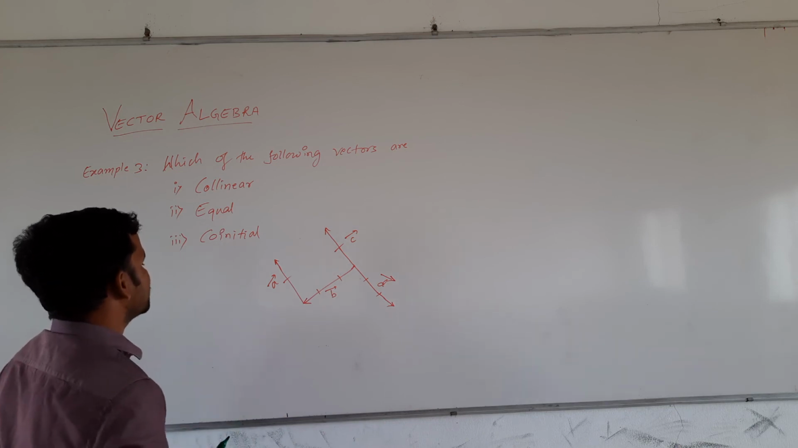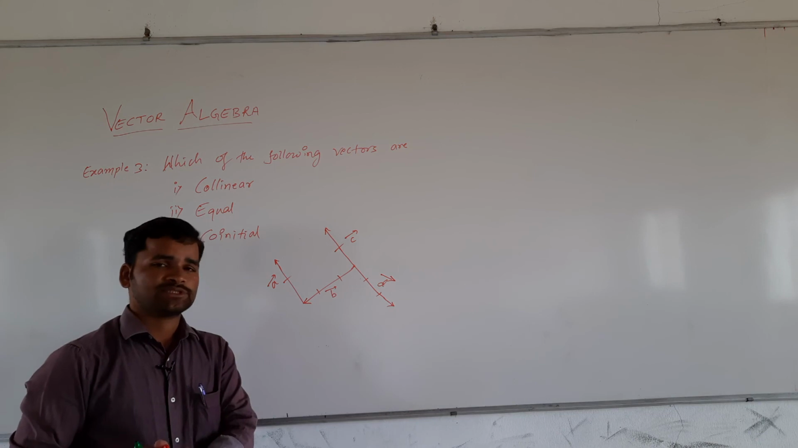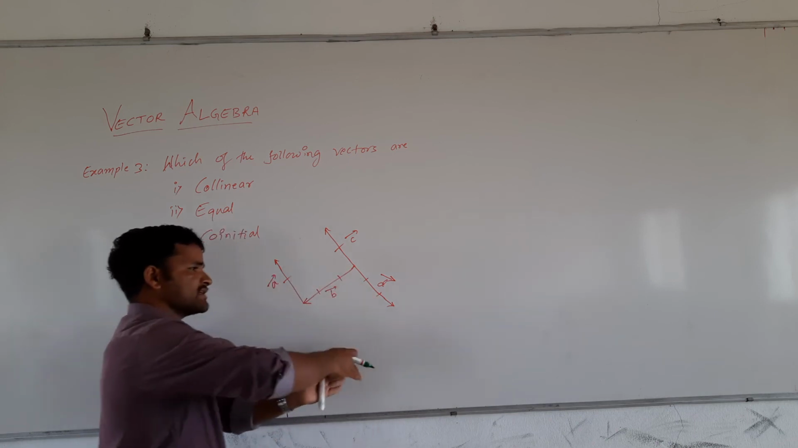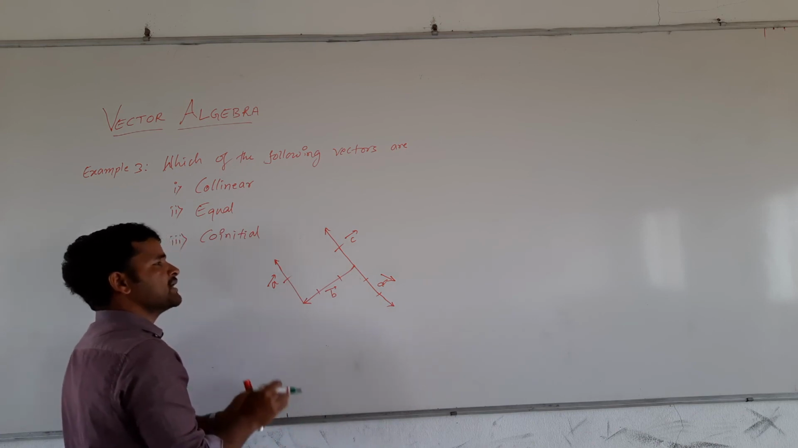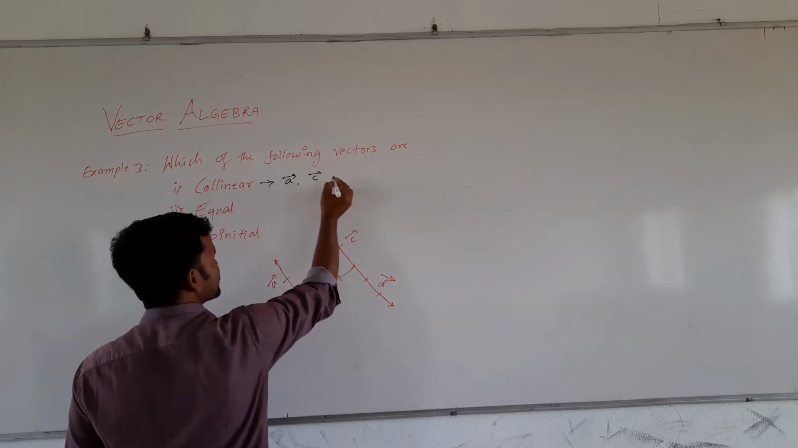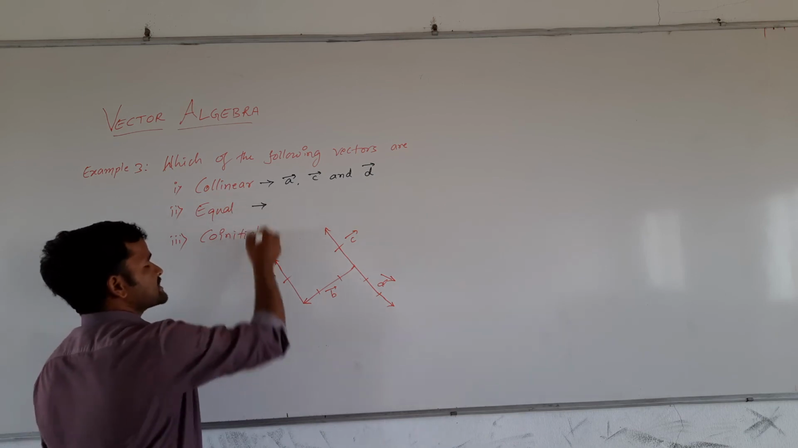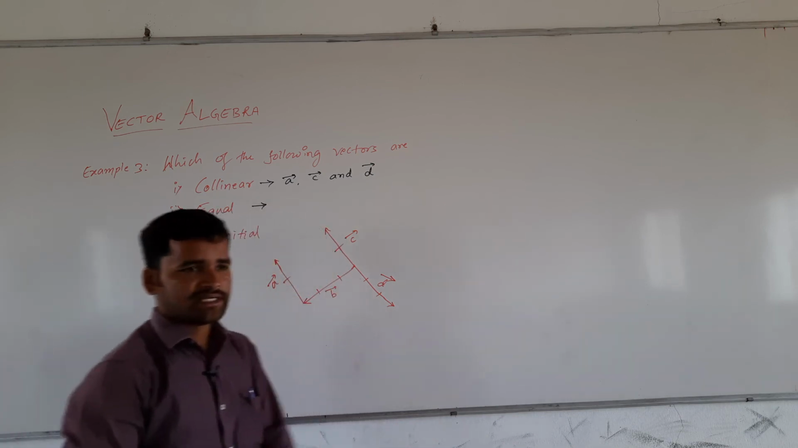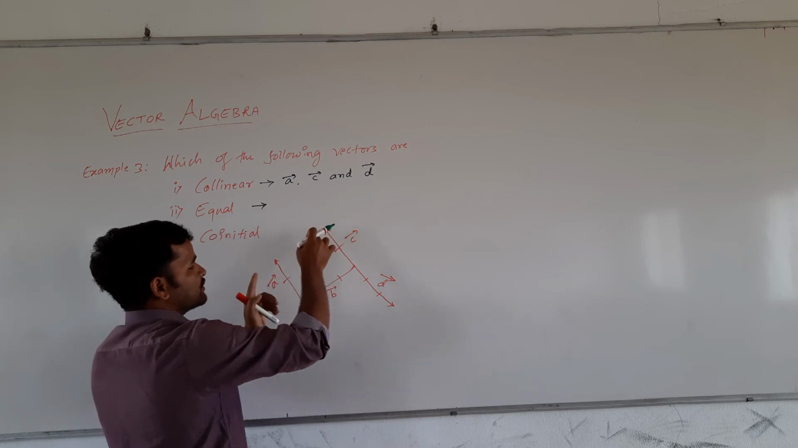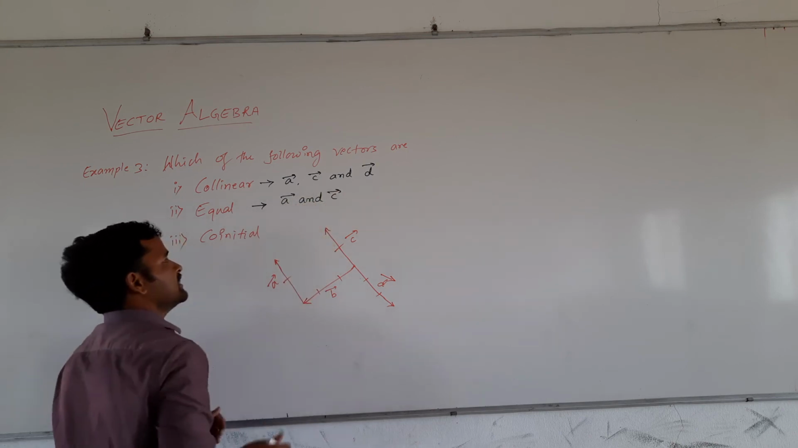Now you see, we need to say which vectors are collinear. Collinear means, I told you, they should have the same line of support, parallel vectors, irrespective of their magnitude and direction. You observe vector A, vector C and vector D, do they have the same line of support or not? Yes, they all have the same line of support. Their magnitude and direction are not required. So collinear vectors are vector A, vector C and vector D. Now what are the equal vectors? Equal vectors, I told you, should have the same magnitude and same direction. Vector A and C have the same direction, this side, and their magnitudes are also equal. So A and C are the equal vectors.